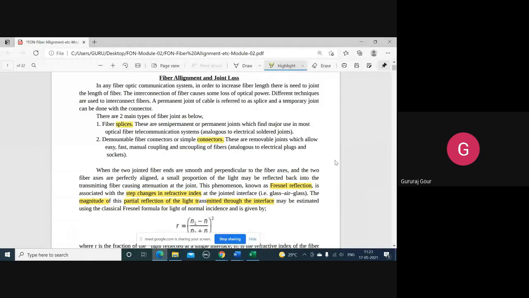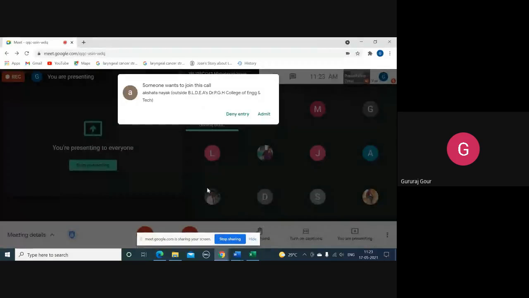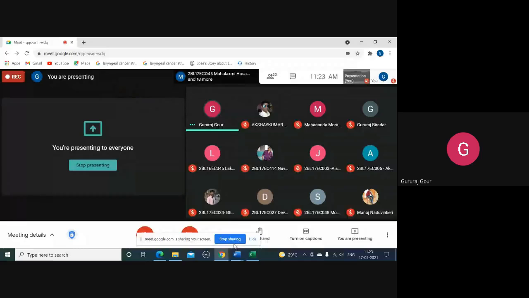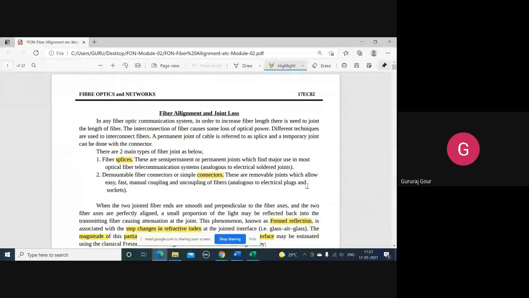Well, today we'll discuss the last few points about this module 2, which are connectors, splices, and couplers. In the last class, we frequently discussed these connectors and splices. So, two types of joints we have discussed, which are coming under this one.